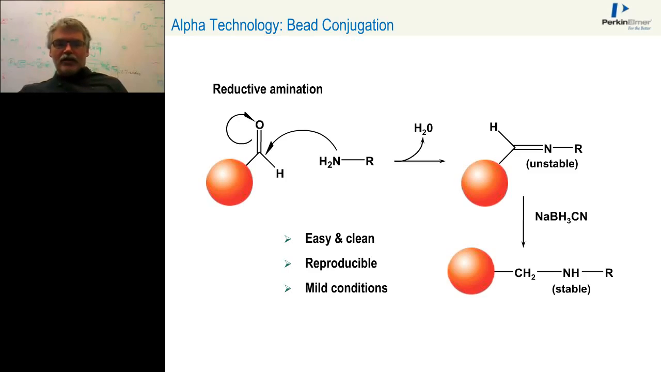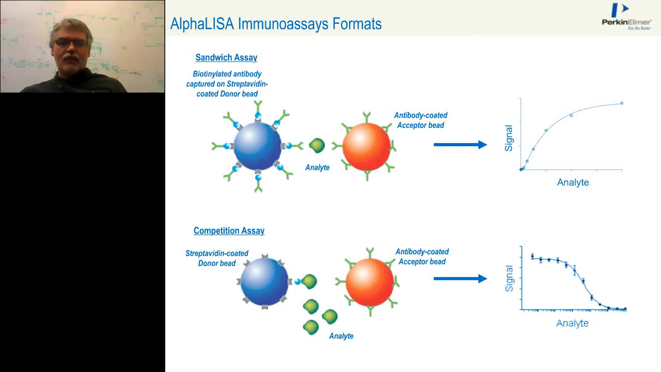So there are actually two formats you can use to do your ELISA. The typical one on top that has been previously described is called the sandwich assay, which is a signal generation assay. The more analyte you have, the more the beads are brought together, and the more signal you actually get.